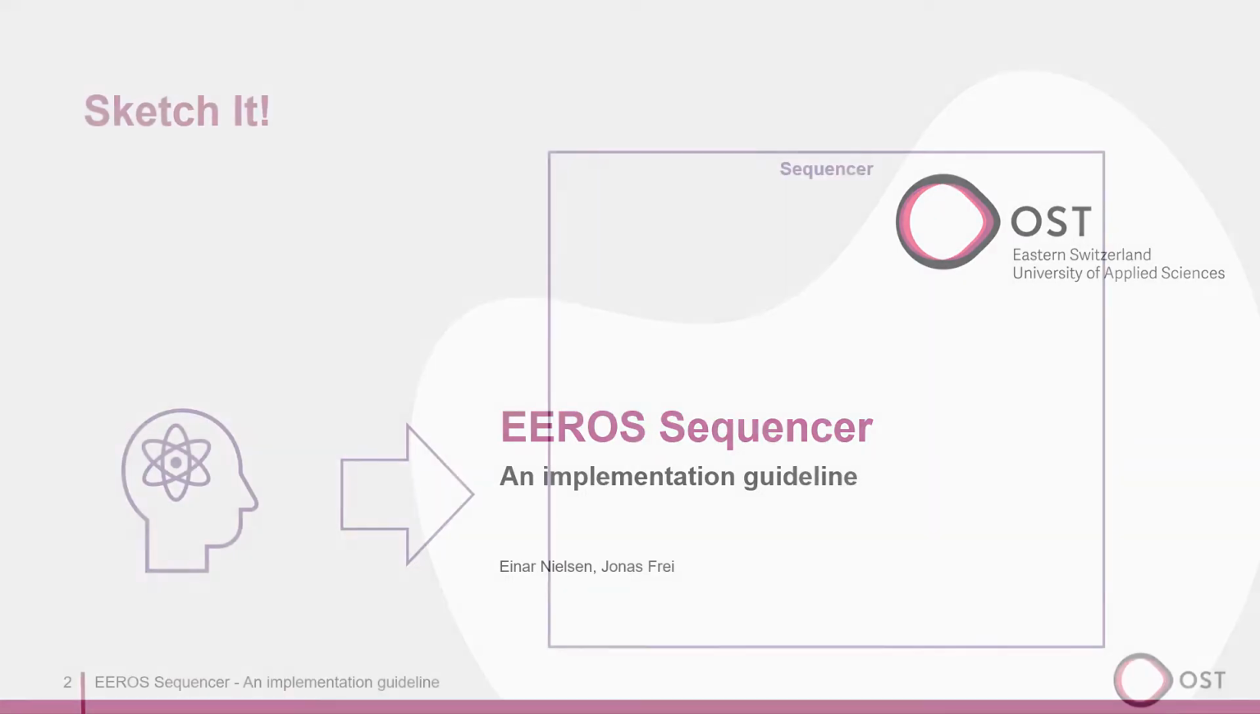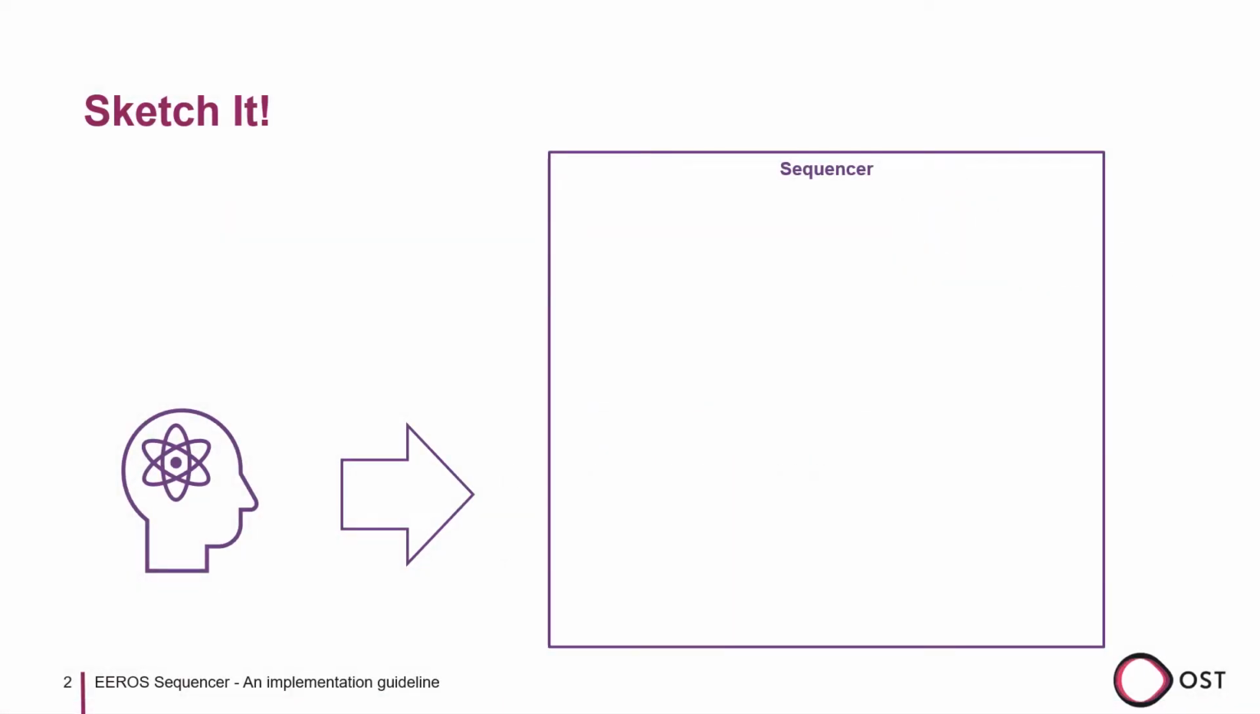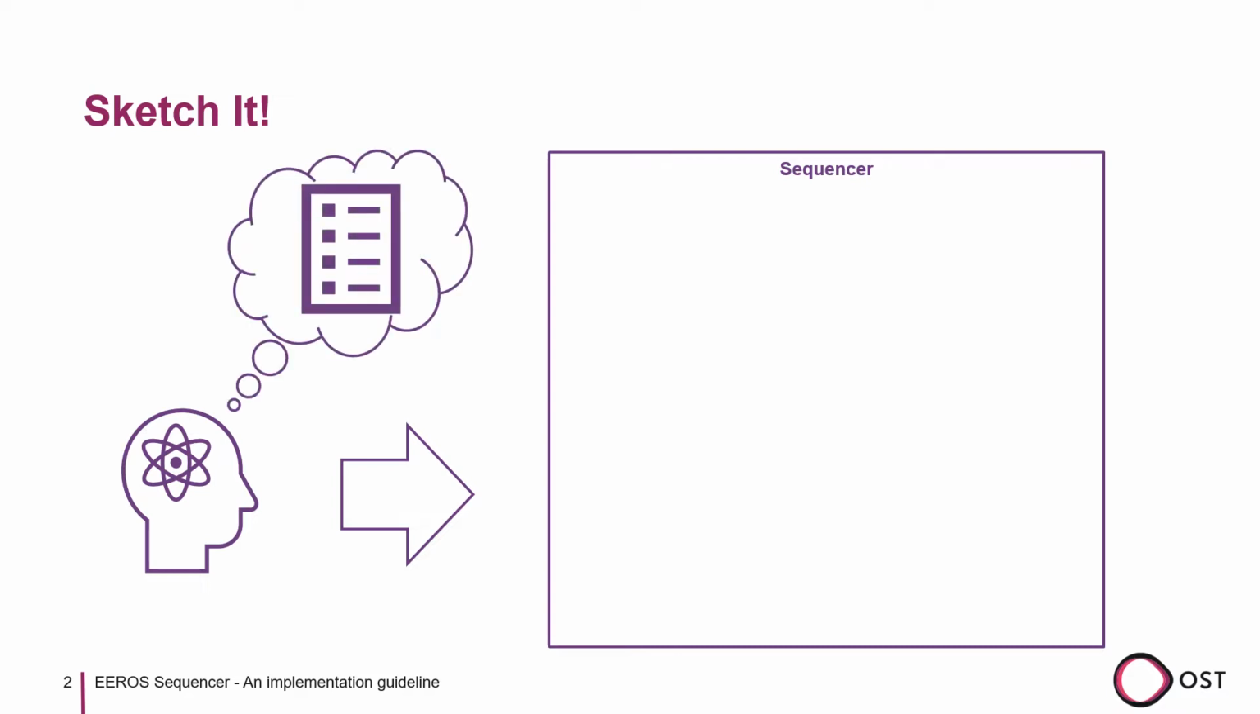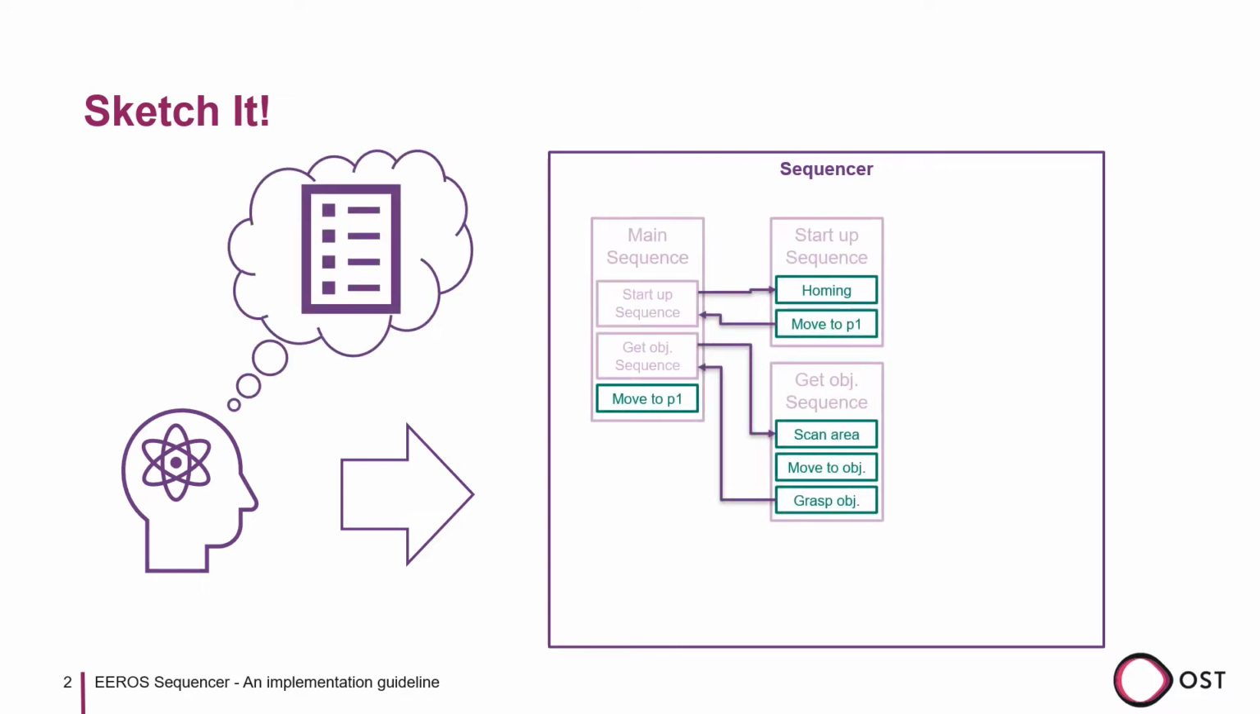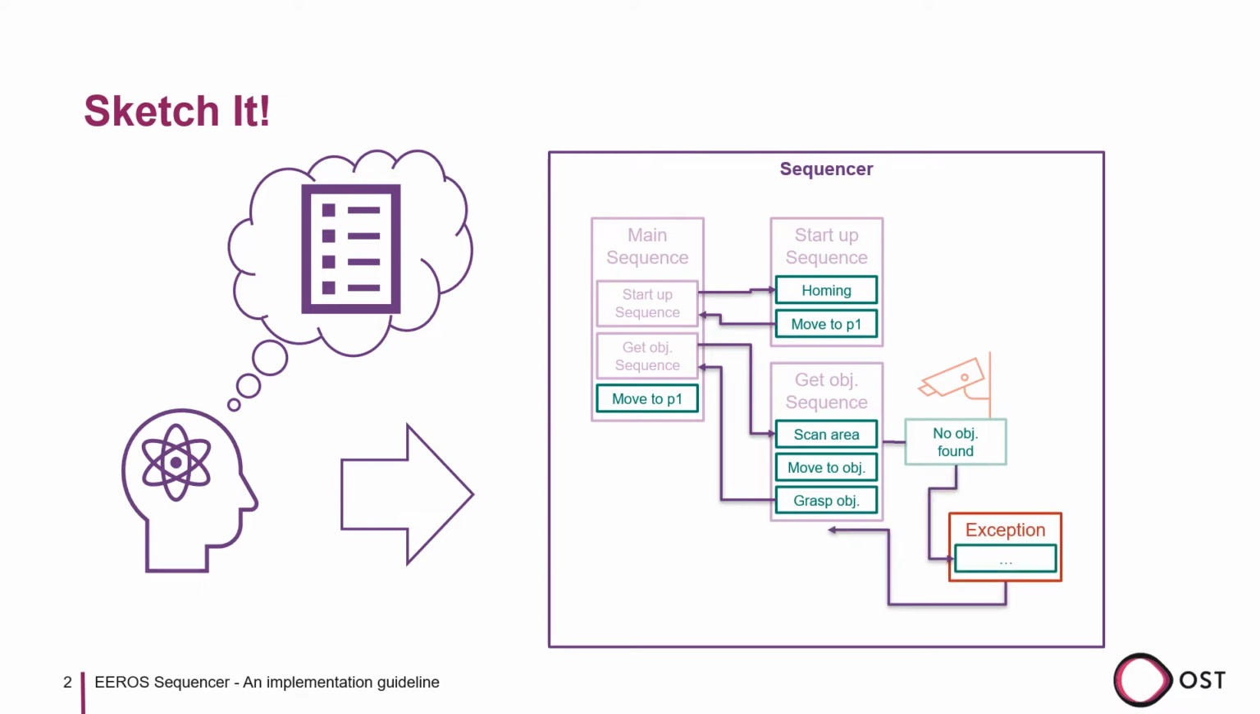Before we can start with the actual implementation of the sequencer in EEROS, we need to sketch our program on paper. Doing this, we should think about the following questions. What tasks should the robot perform? How can we arrange them into steps and sequences? Which sequences need to be blocking and which can run in parallel? If they run in parallel, when do we wait for the other sequences to finish? Which conditions do we want to monitor? Do we need exception sequences to handle certain conditions? Let's consider an example.